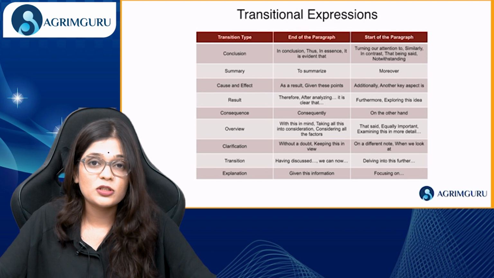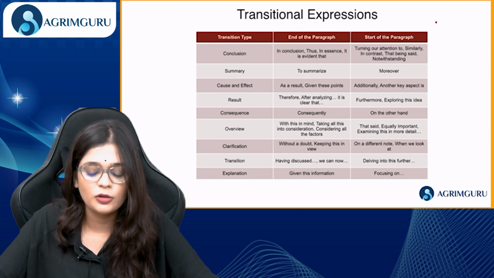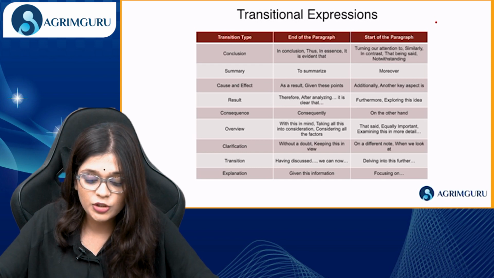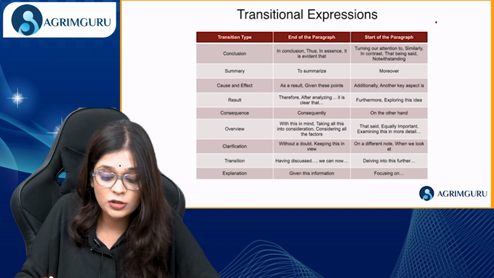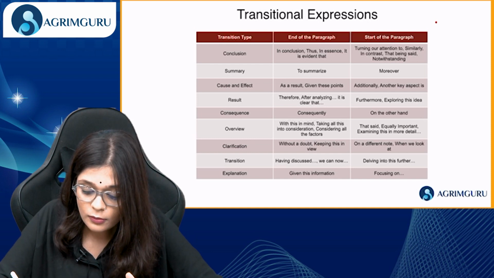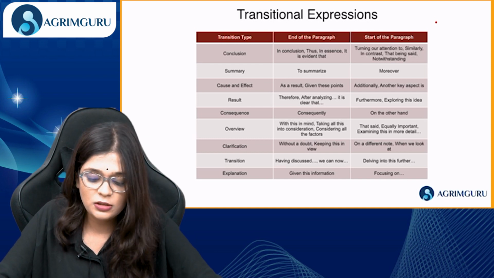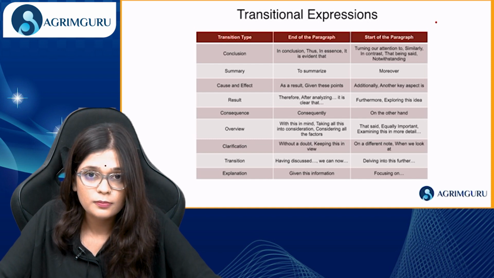These are the transitional expressions that I have curated for you that you can use while practicing and also in your exam. I've also mentioned a transition type that you can use, for example, when you're concluding, summary, cause and effect, result, consequence, overview, clarification, transition, explanation. I'm going to wait for 3 seconds and you can take a screenshot of this.